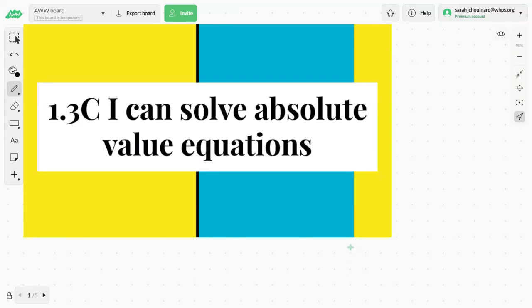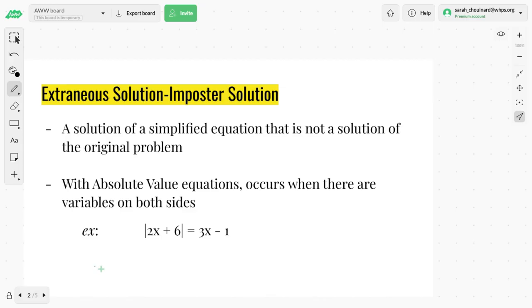All right, so in this video we're going to continue on with 1.3c, solving absolute value equations. So we need to talk about what's called an extraneous solution. I also call it an imposter because it's basically a solution that looks like it's an answer, but when we look carefully, it's actually not.